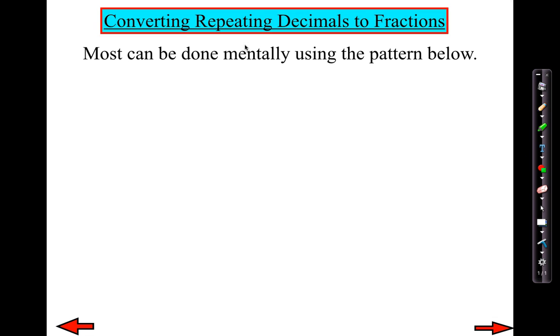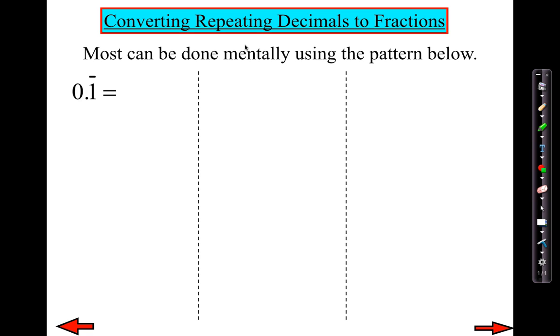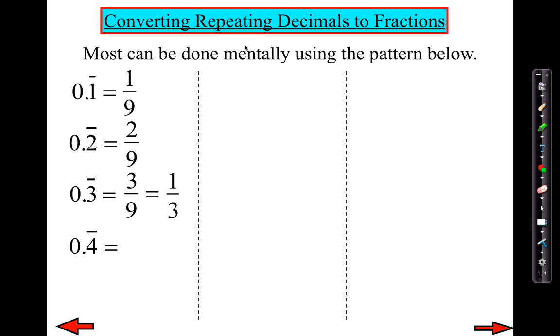Okay, so when we're converting repeating decimals to fractions, most of it can be done mentally through using a pattern. So 0.1 repeating on the 1 is 1/9. 0.2 repeating on 2 is 2/9. 0.3 repeating on 3 is 3/9, which could be reduced to 1/3. 0.4 repeating on the 4 is, you guessed it, 4/9. And 0.5 repeating on 5 is yet again 5/9. So hopefully you're starting to see a pattern here.